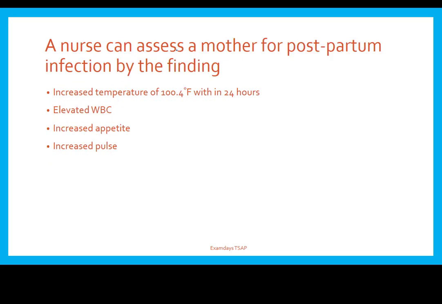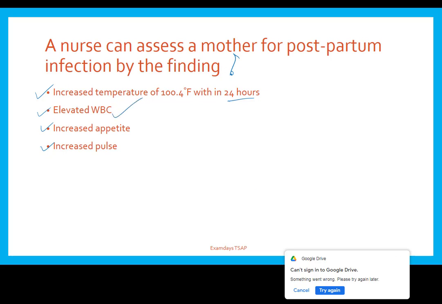A nurse can assess a mother for postpartum infection by the finding of what? Your options are A, increased temperature of 100.4 degrees Fahrenheit within 24 hours. B, elevated WBC. C, increased appendix. D, increased pulse. The correct option is B, elevated WBC.